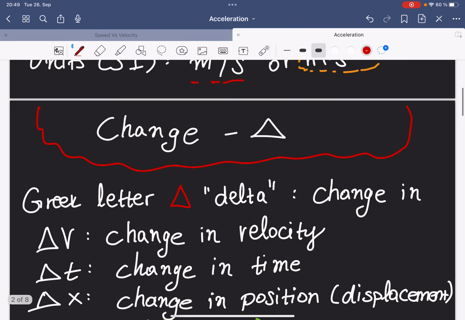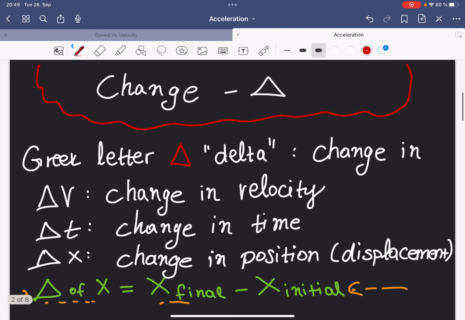Now I'd like to talk about the symbol for change that we're using in physics and mathematics quite often. It's the Greek capital letter delta. If you want to pronounce it properly, it's delta. Quite often we use it as delta. In any case, that's absolutely fine. It basically means change in something, change in a quantity. We can have delta V to talk about change in velocity. We can have delta T to talk about change in time. We can have delta X to show the change in position or displacement.